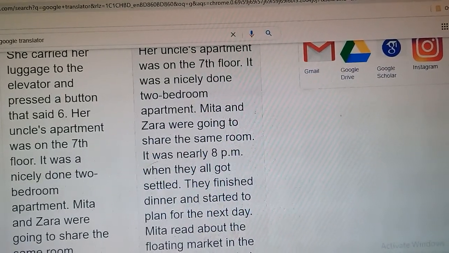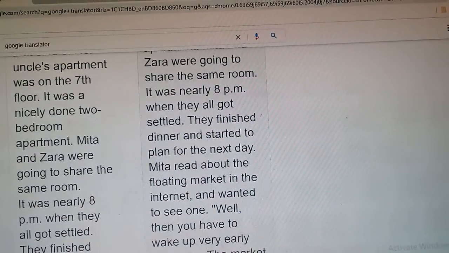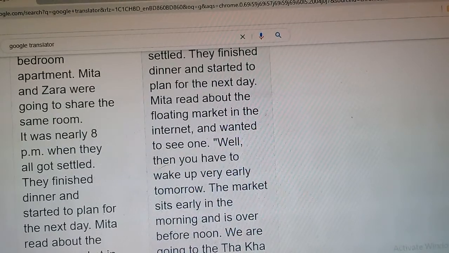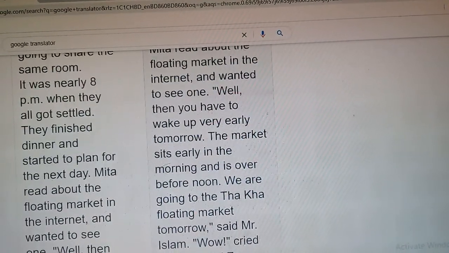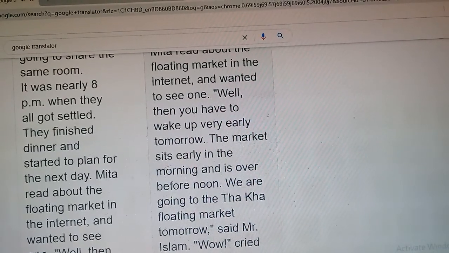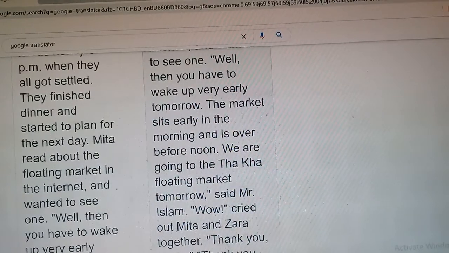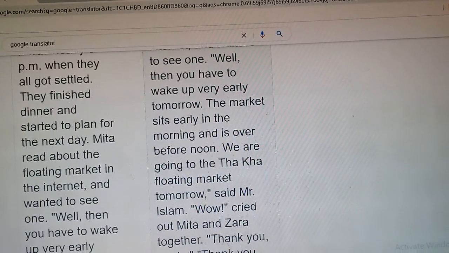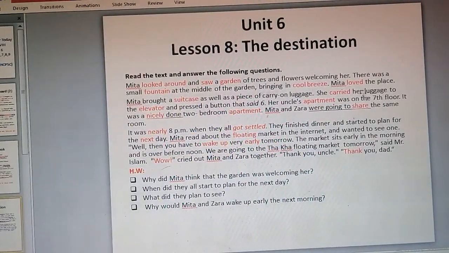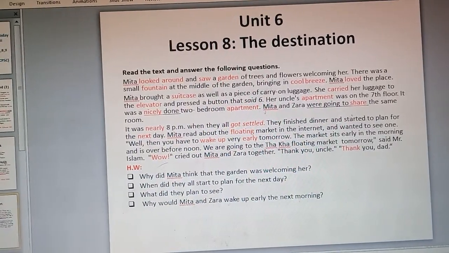It was nearly 8 p.m. when they all got settled. They finished dinner and started to plan for the next day. Mita read about the floating market on the internet and wanted to see one. Well, then you have to wake up very early tomorrow. The market sets early in the morning and is over before noon. We are going to the Taling Chan floating market tomorrow, said Mr. Islam. Well, cried out Mita and Zara together. Thank you, Uncle. Thank you, Dad.